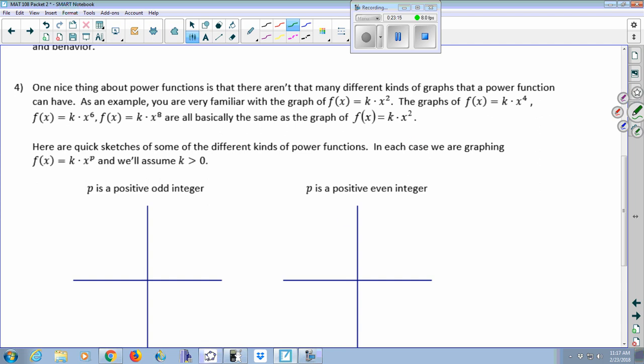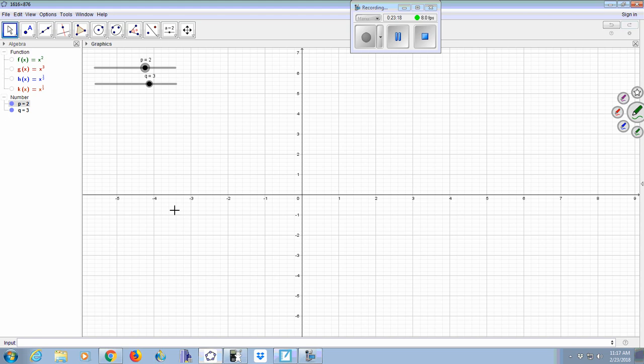So let's take a look at these, and that's what I've set up here in GeoGebra. GeoGebra is great for doing this. Notice I've got my green function f of x equals x squared. We'll start with x squared. I've got k equal to 1 in all of these. There's your basic parabola. Now, if we have an even power, which is what this first one is, what does it say? P is odd? All right, let's go to odd. I've taken care of that too. Here's odd, so there's your x cubed.